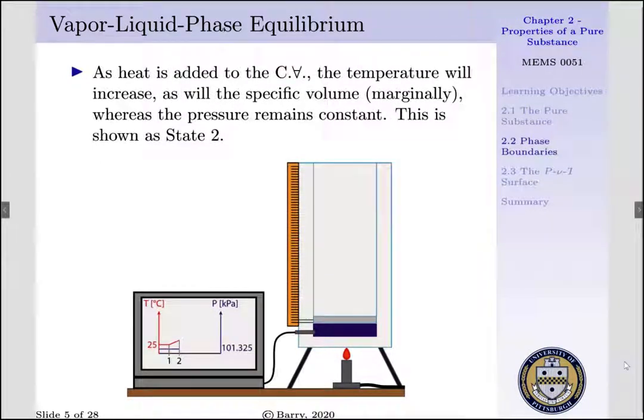Now, if we turn on the Bunsen burner beneath our piston cylinder device and we add heat to our system, we will note that our temperature is going to increase, while our pressure is remaining constant. Since we have a massless piston cylinder device, it is able to float freely. Now, as our temperature increases, we are going to have a marginal increase in our specific volume. The density of water does not change too drastically with respect to temperature. This is shown as state 2.